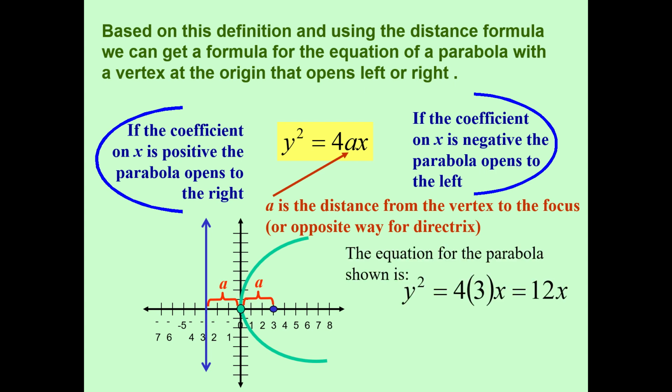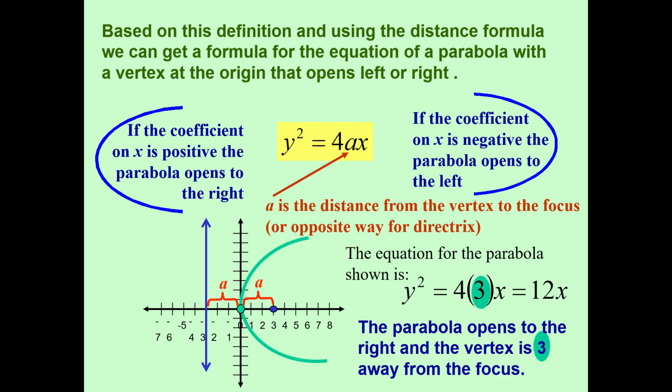In this case, if we're looking at this graph, a is 3. So the equation for the parabola is going to be y squared equals 12x. It opens to the right, since the coefficient is positive, and the vertex is 3 units away from the focus.